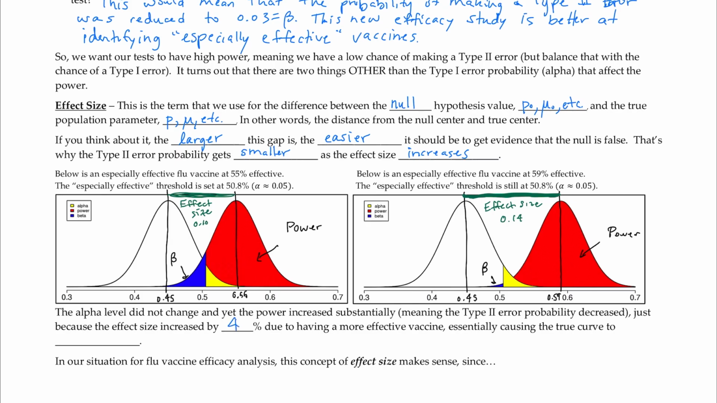Due to having a more effective vaccine, essentially causing the true curve to shift, in this case to the right. But if we had an alternative hypothesis about something being lower, then obviously it would shift left. So in our situation for the flu vaccine analysis, I want you to take a moment to think about what the concept of an effect size means.